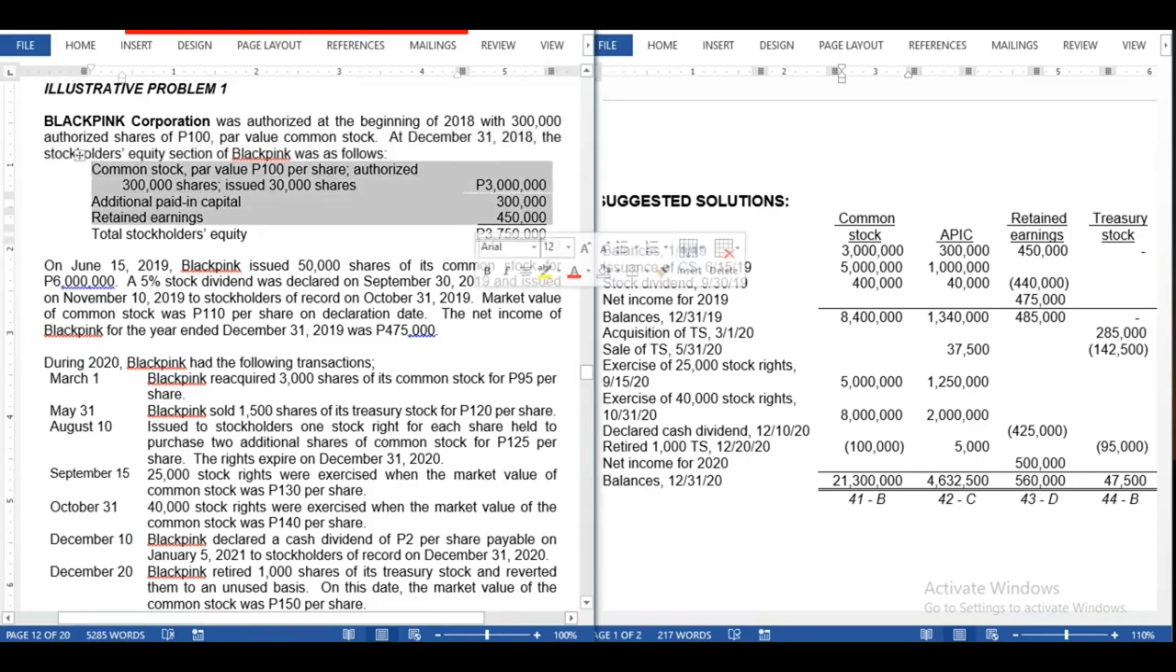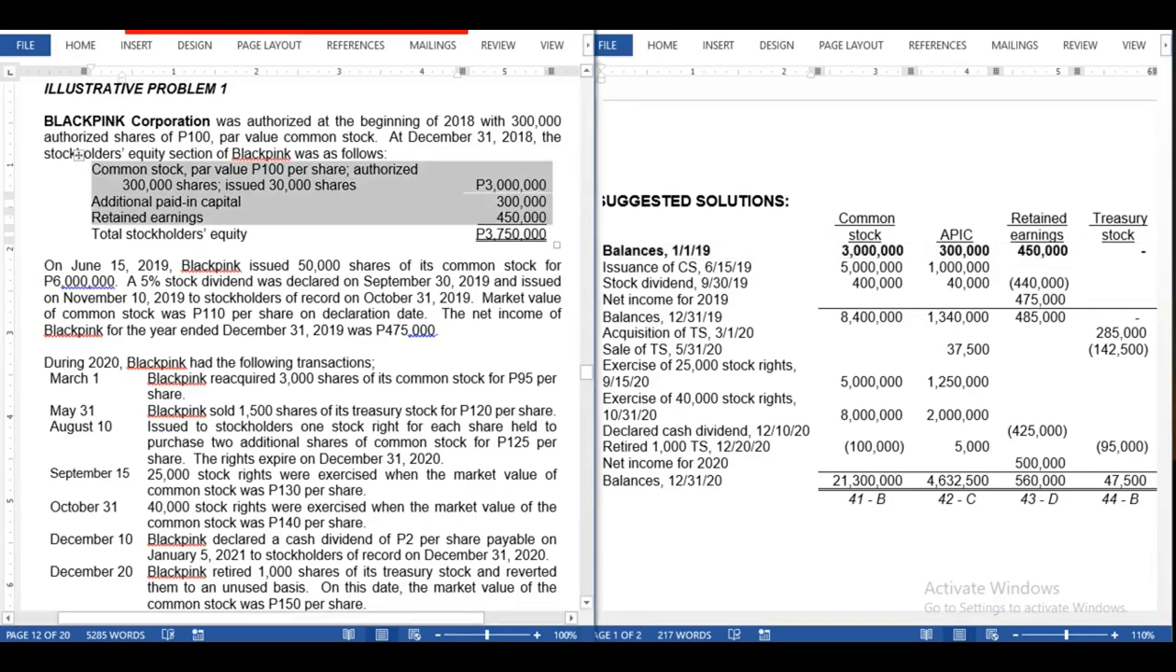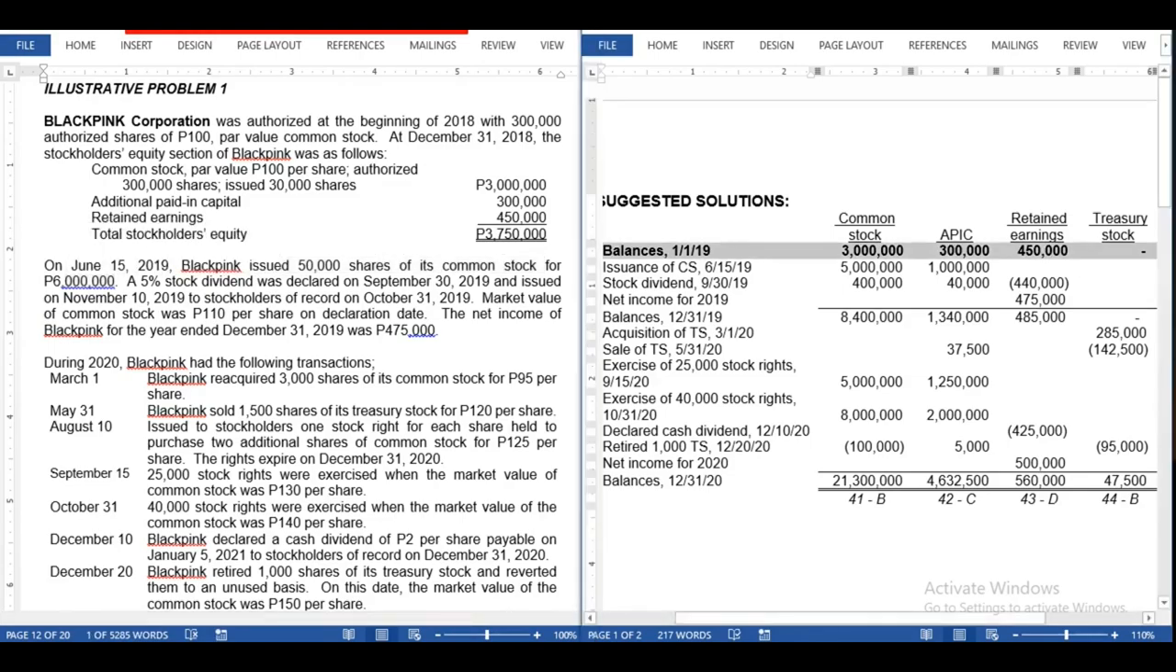So just copy this and change this one. So make it the balances beginning as of January 1, 2019. And then the transactions for 2019 as mentioned here. So on June 15, 2019, BP issued 50,000 shares of its common stock for 6,000. So take note that the common stock is issued or recorded at par value. It is always par value.